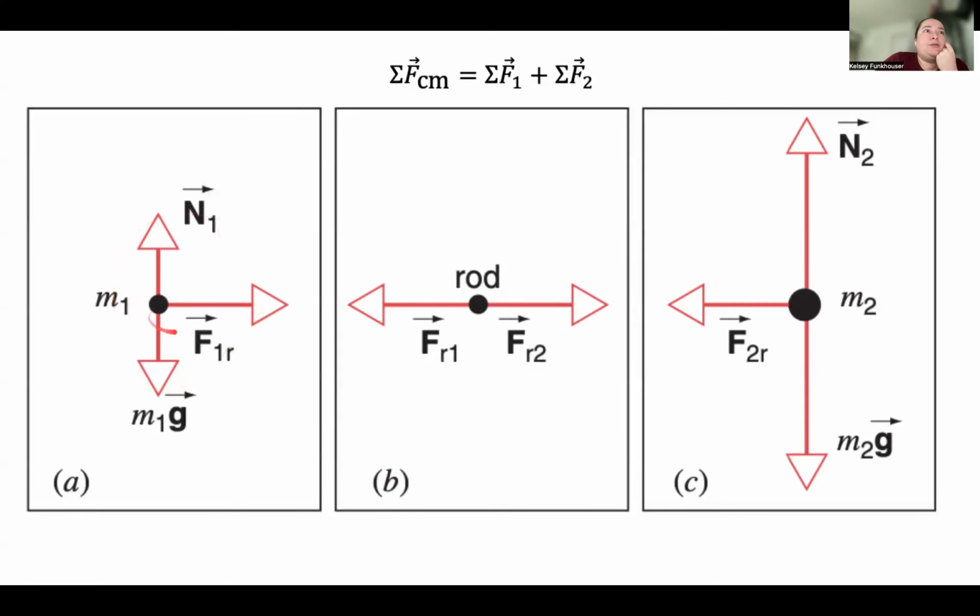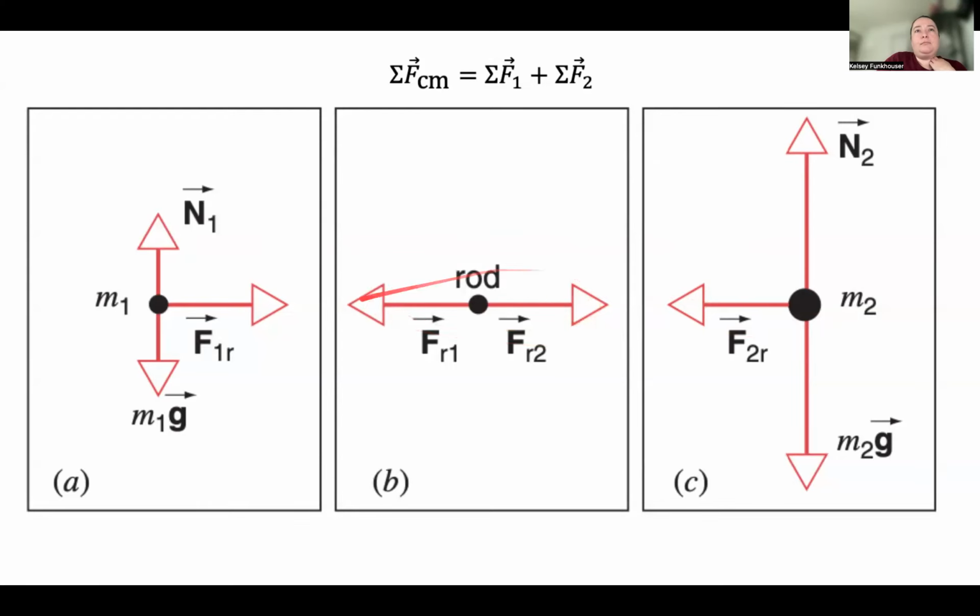So mass 1 experiences vertical forces of its weight and normal force, but the only horizontal force it experiences is this force from the rod. And then mass 2 is the heavier one, so its weight and normal force are bigger, but the only horizontal force is again this force from the rod.